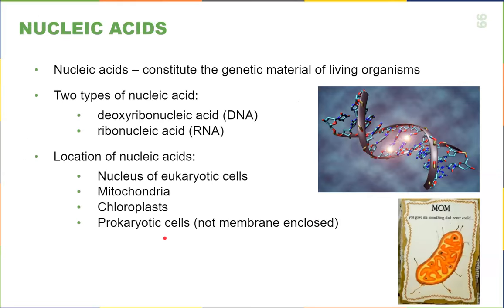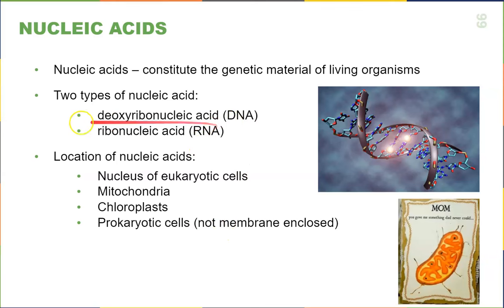Nucleic acids constitute genetic material, the genetic information of living organisms. All living organisms have nucleic acids. So living organisms rely on nucleic acids to record and save information, and then they pass that information down to their offspring. Two types of nucleic acids are deoxyribonucleic acid and ribonucleic acid.